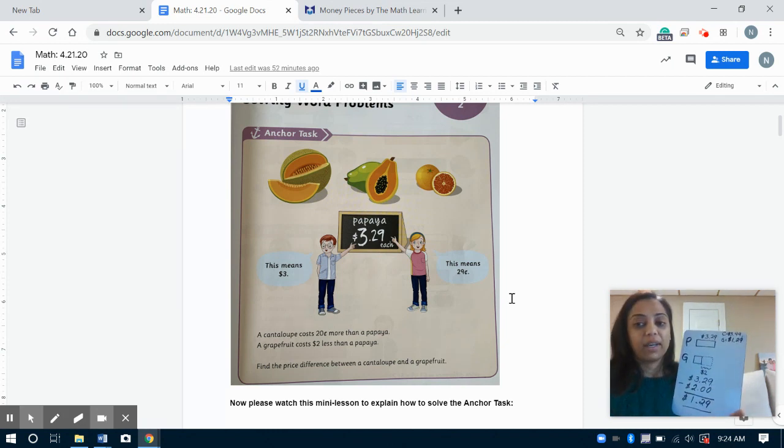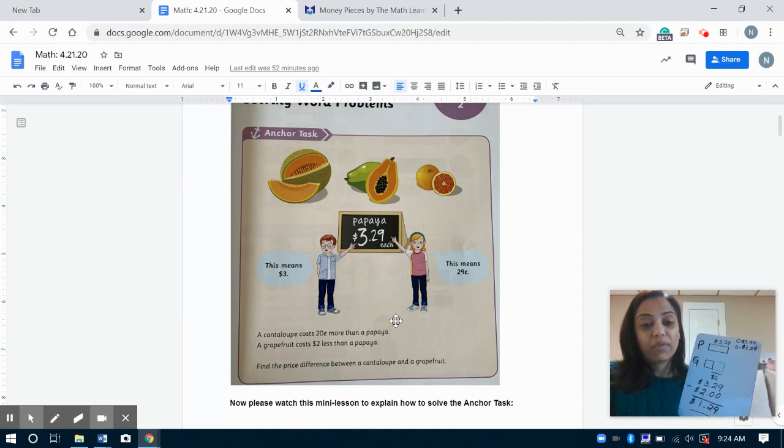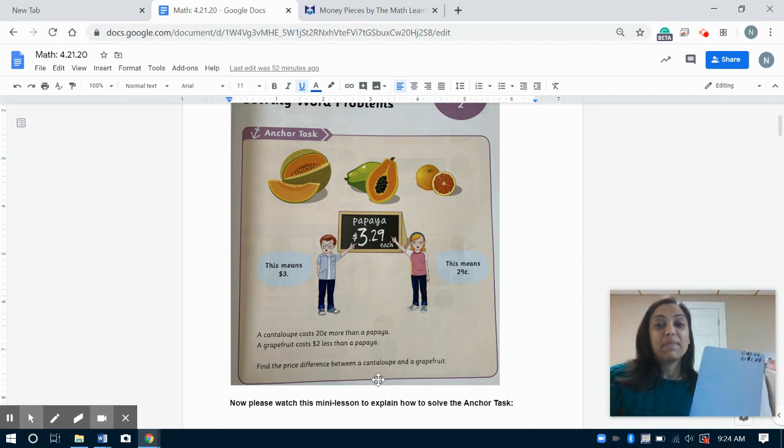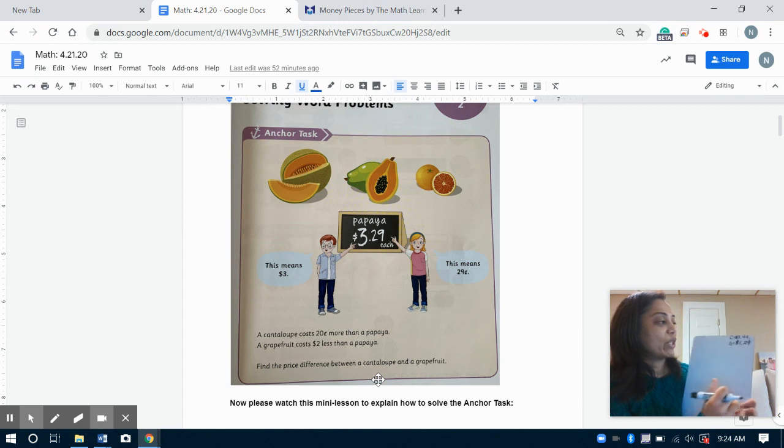$1.29. Okay, now I'm going to erase. We're not done, because we looked at those two clues for the cost of the cantaloupe and the grapefruit, but we now need to find the price difference between a cantaloupe and a grapefruit. So I'm going to go ahead and erase here, and now we need to find the difference. What does it mean to find the difference? Does it mean to add or subtract? It means to subtract. So we're going to find the difference in cost between a cantaloupe and a grapefruit.